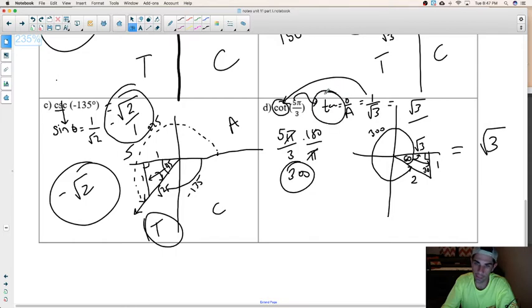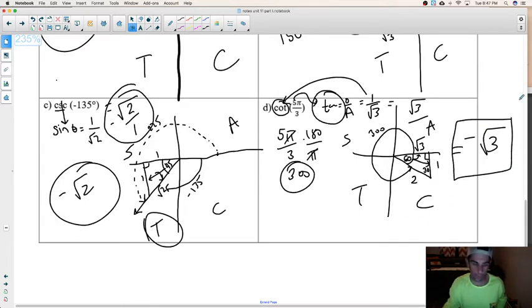They're using the tangent function, which means that in this quadrant, tangent is going to be negative. Negative radical 3 is going to be my final answer there. Okay, there you go.